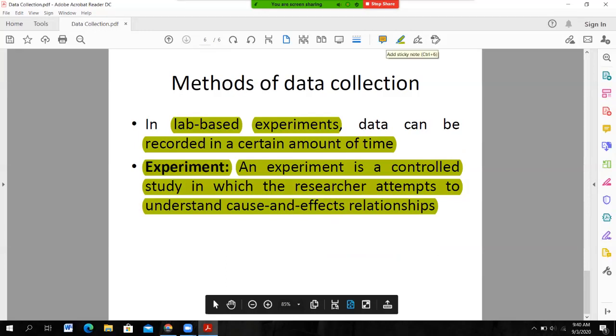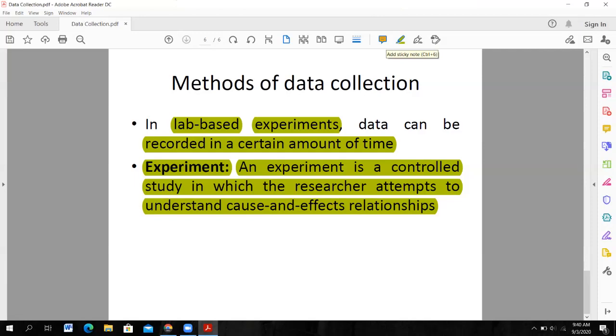Data can be collected by means of questionnaire, interview, survey, census, or observation, and mostly in the applied sciences, the data is collected in the lab setting.